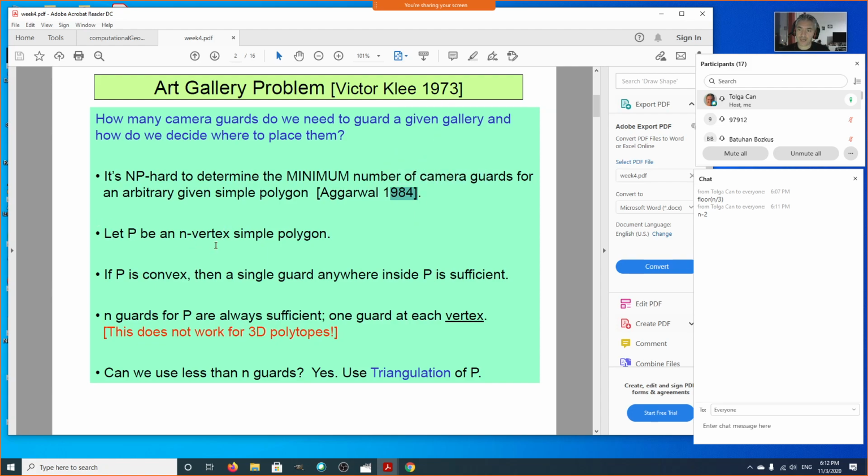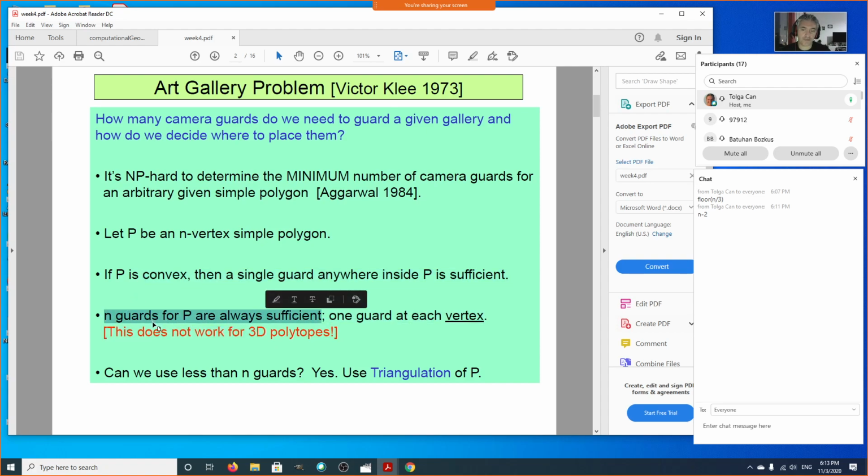So if we have a polygon with n vertices, and P is convex, this is the trivial case. Any camera that you place anywhere inside the polygon is going to see the entire interior of the polygon. This is by the definition of convexity. So a single camera will be sufficient. This is the trivial case, and we are not interested in this.